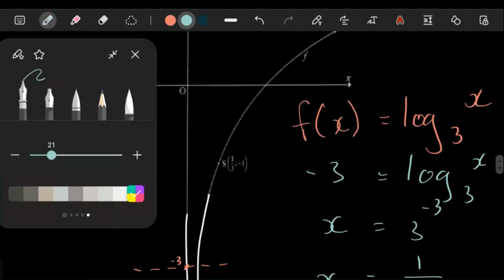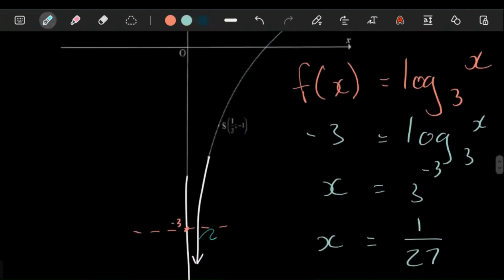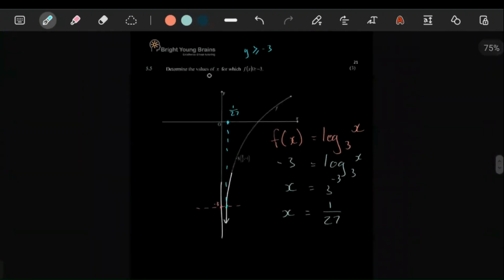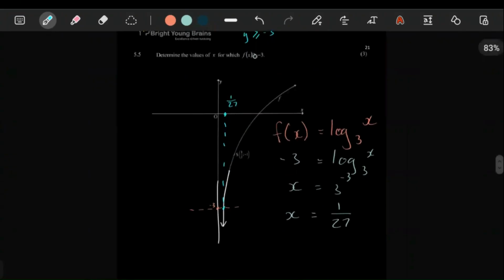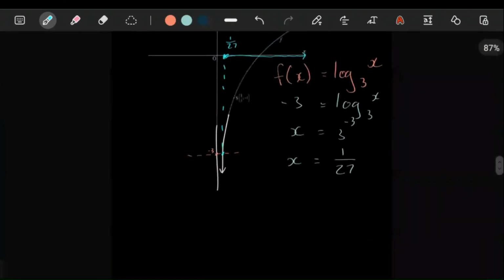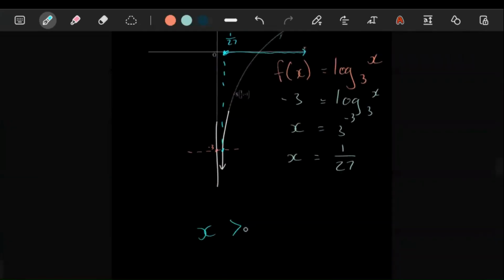So what this is telling us is that where the graph is equal to negative 3, the x value is 1 over 27. So they're asking us now, determine the values of x for which f of x is bigger or equal to minus 3. So it's bigger or equal to minus 3, starting from this x value, going to positive infinity. So you're going to say here x is bigger or equal to 1 over 27. To show that this is your final answer, you can put a therefore here.